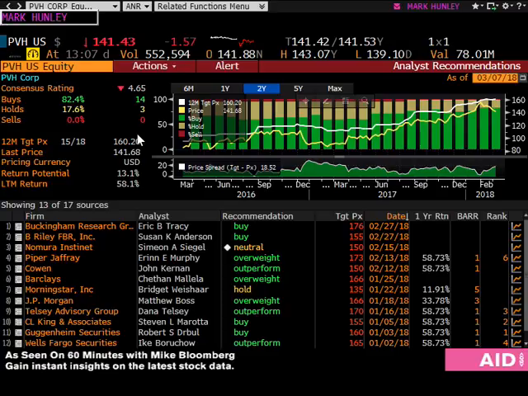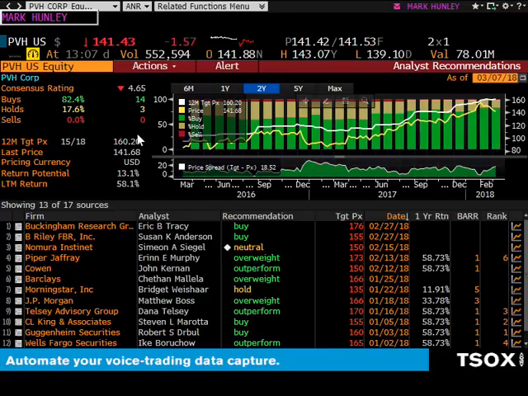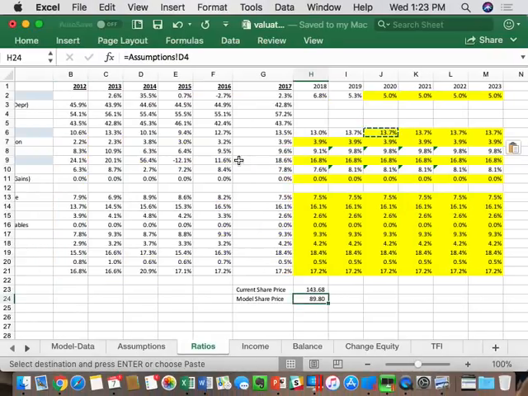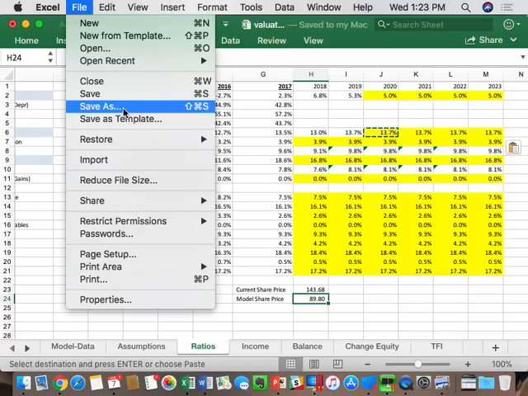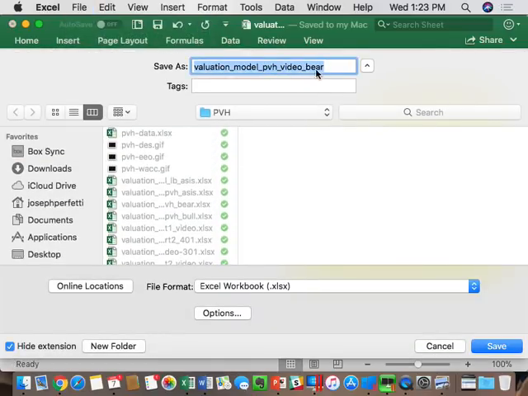So again, if I did my last one, I'd probably put assumptions closer to 5%. I'd probably keep, to be honest with you, something closer to this and file, save as, target.